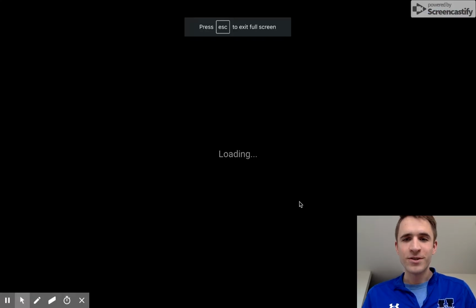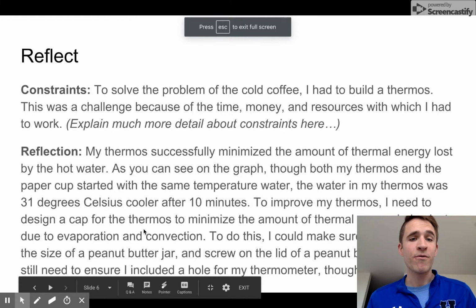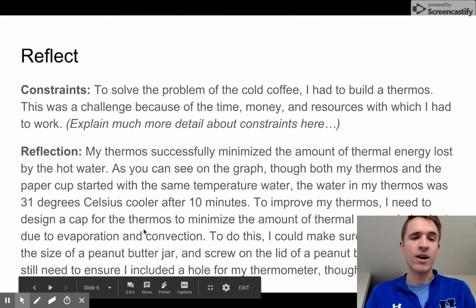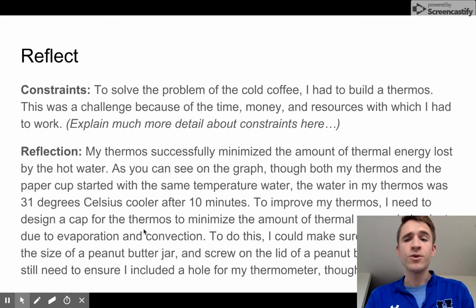To improve my thermos, I need to design a cap for the thermos to minimize the amount of thermal energy being lost due to evaporation and convection. To do this, I'd make sure my log is cut to the size of a peanut butter jar and screw on the lid of a peanut butter jar. I would still need to ensure I included a hole for my thermometer though.